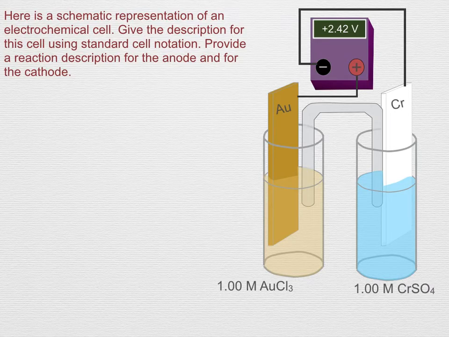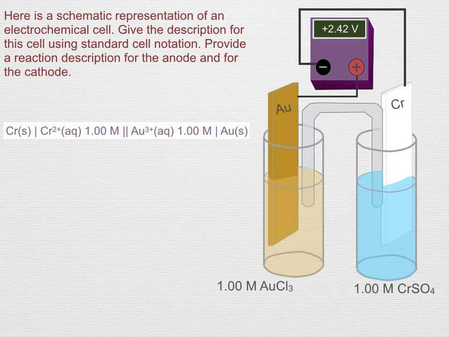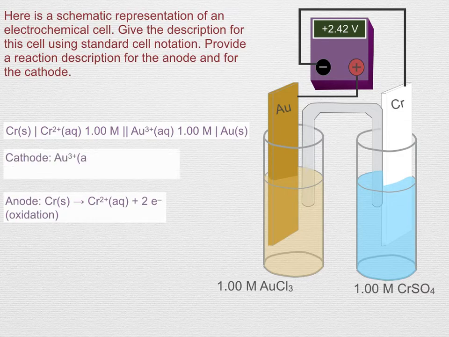The cell would be written down as chromium solid in a chromium 2+ solution at a concentration of 1 molar, separated by a salt bridge from a solution of gold 3+ ions at 1 molar, and a gold electrode functioning as the cathode. The reactions are the oxidation of chromium to chromium 2+ and the reduction of gold 3+ to gold metal. Now, a word of warning here.